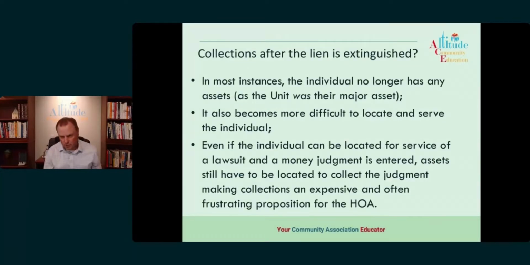We got 8 minutes for questions. I see one question right now. Are HOA assessments included in bankruptcy? How do we get notice?